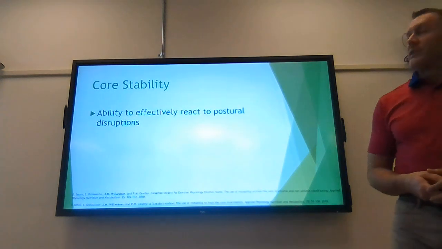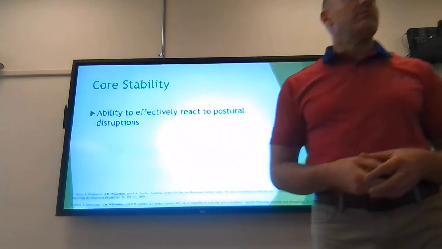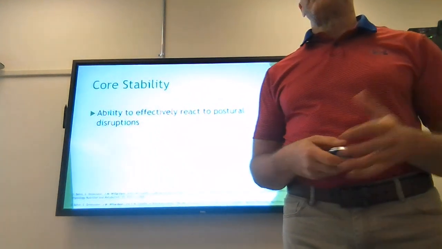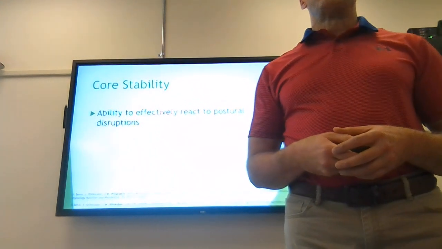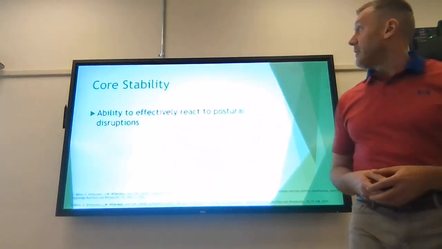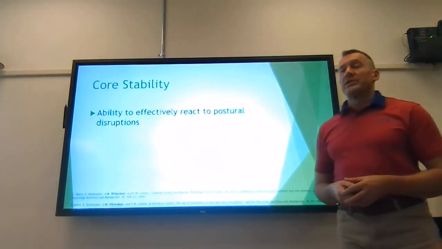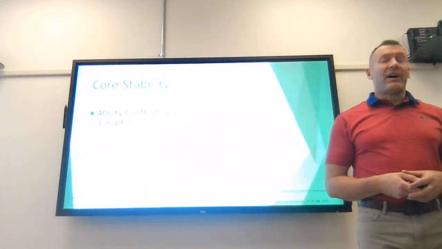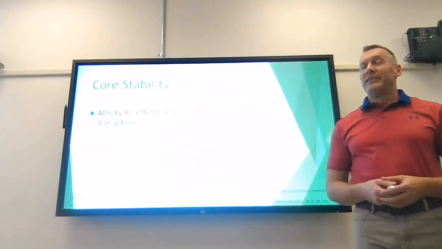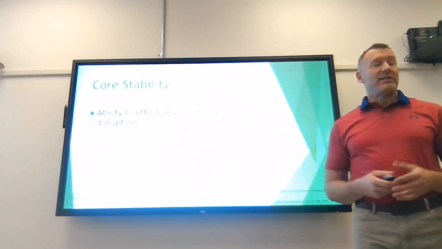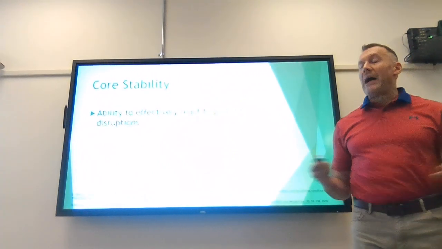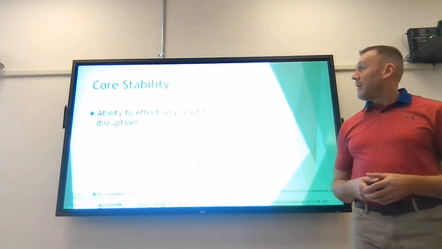So what is core stability? So we know what the core is, so how do we stabilize this? Core stability is the ability to effectively react to postural disruptions. So we've got this muscle activation, and we've got forces that try to disrupt our posture. We can say balance or equilibrium.